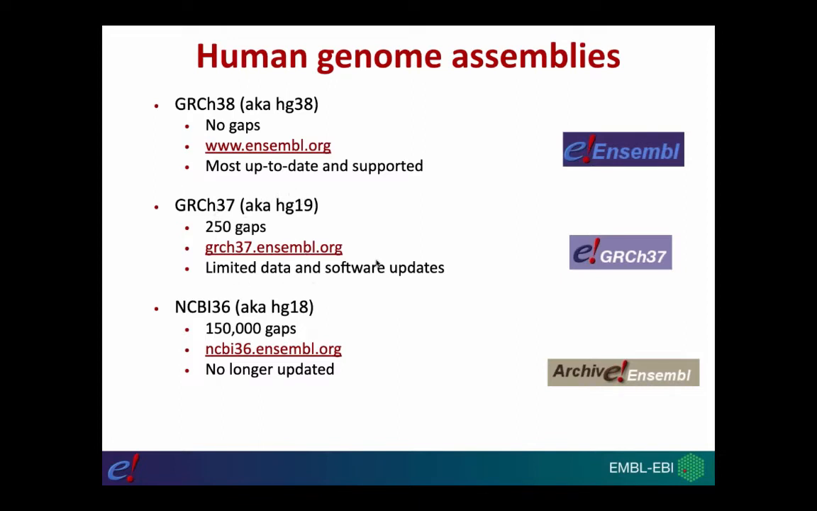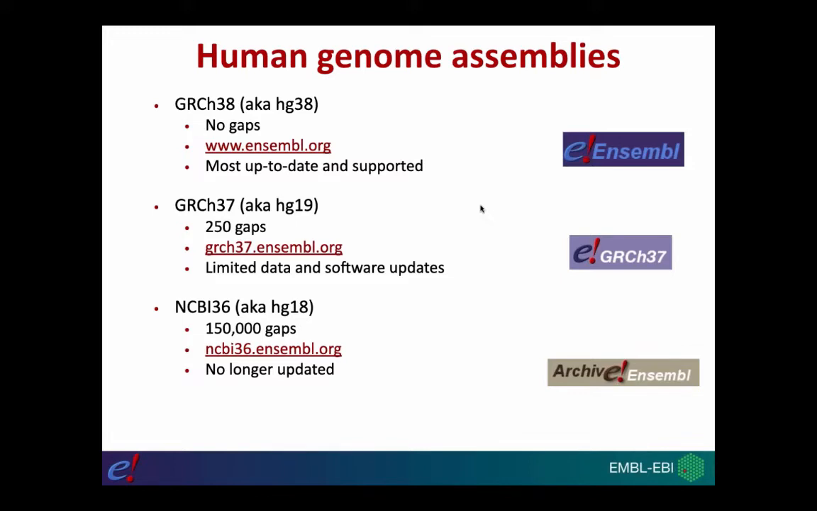Now, before GRCh38 was produced, the human genome assembly that was being used at the time was called GRCh37. That's also known as HG19. So this just has two different names. When you're using different databases, you might come across these two names, but they're essentially talking about the same genome sequence for human.